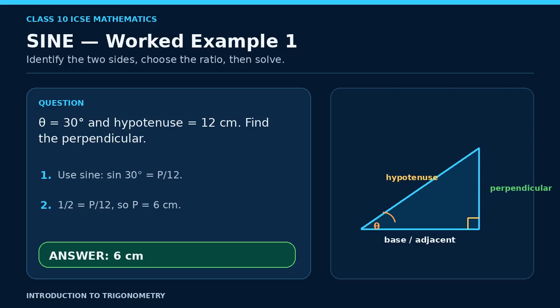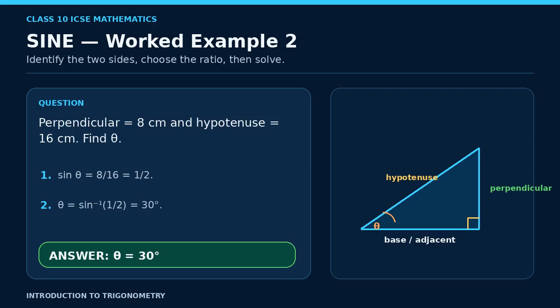Sine examples. Example 1. In a right-angled triangle, theta is 30 degrees and the hypotenuse is 12 centimeters. Find the perpendicular. We know the angle and the hypotenuse, and we need the perpendicular. Therefore, sine is the correct ratio. Sine 30 degrees equals perpendicular divided by 12. Since sine 30 degrees equals 1/2, 1/2 equals perpendicular divided by 12. Multiplying by 12 gives perpendicular equals 6 centimeters. Answer: 6 centimeters.